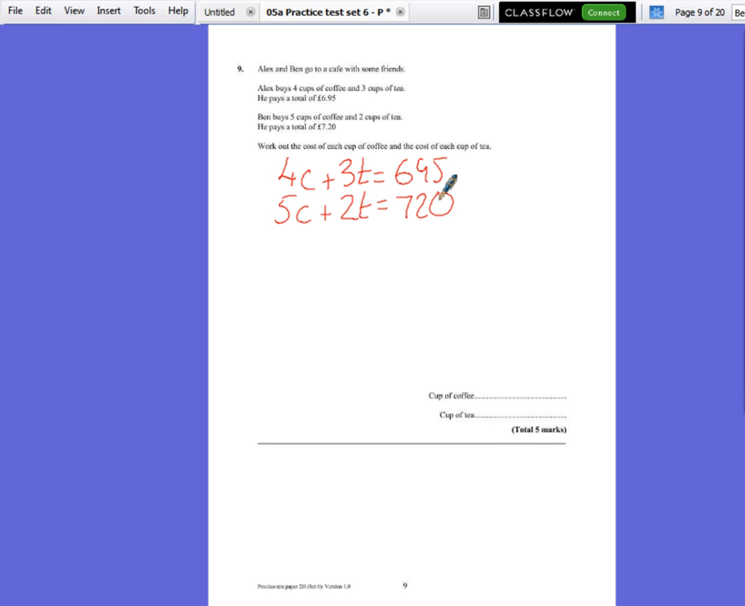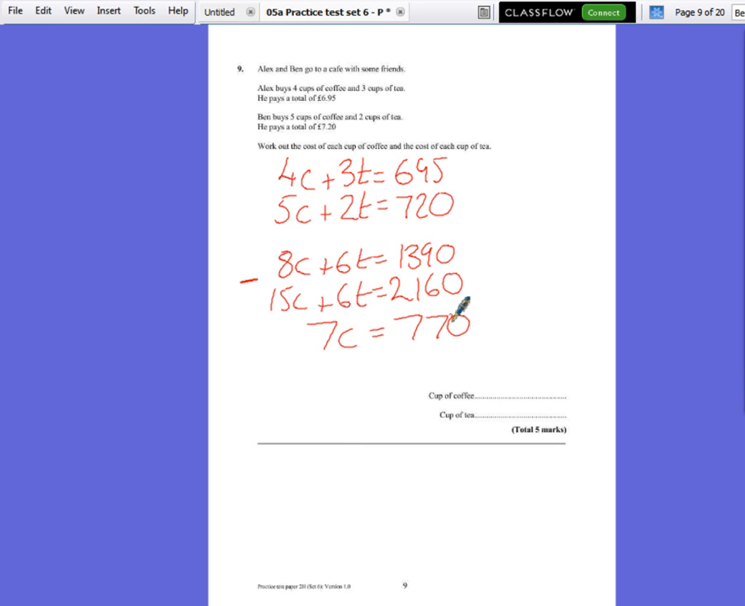So I'm going to double the first one to get 8c plus 6t equals 1,390. And I'm going to times the second one by 3 to get 15 cups of coffee plus 6 t's equals £21.60 or 2,160 pence. If we take the second one away from the first one, we'll then be left with 7 cups of coffee is £7.70 or 770 pence. So a cup of coffee must be £1.10 or 110 pence.